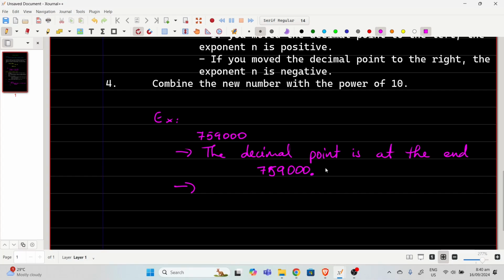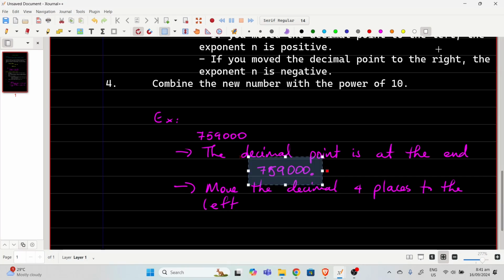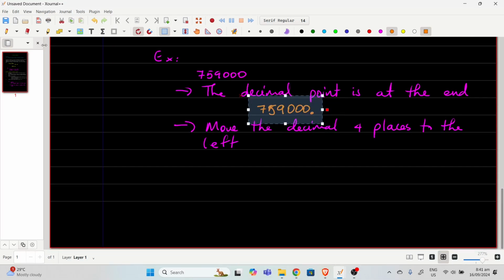Then the next part is to move the decimal until we get something between 1 and 10. So I'm going to have to move it to the left, and I'm going to move the decimal 4 places to the left. You know what, let me just put this in a different color so that you can identify it as we go along. I'll put it in orange.